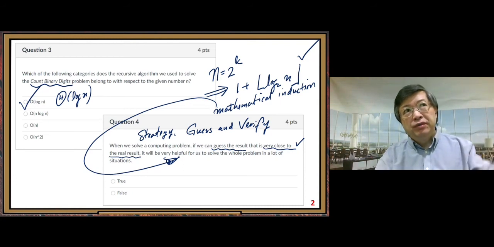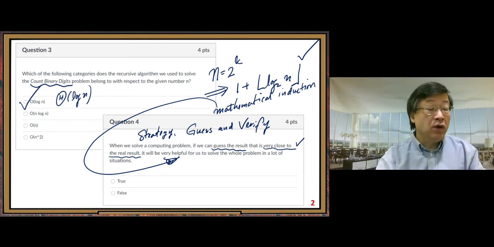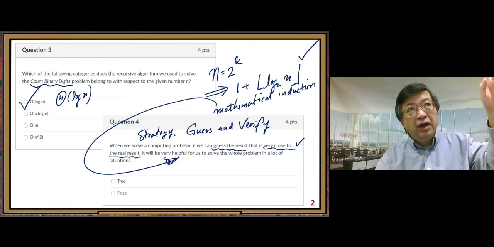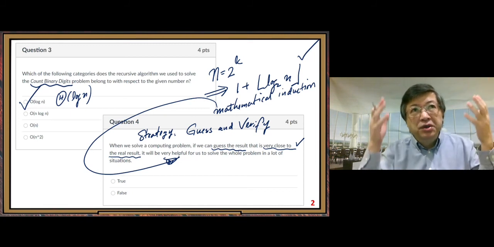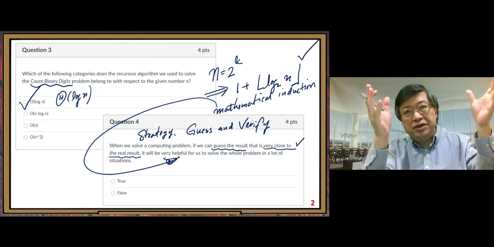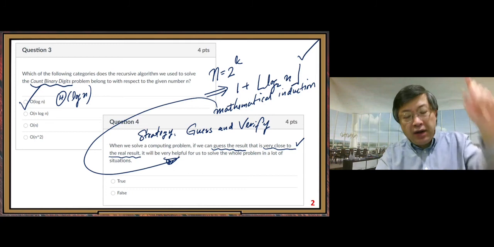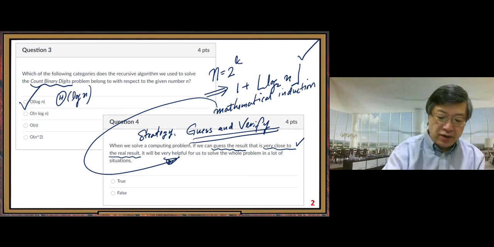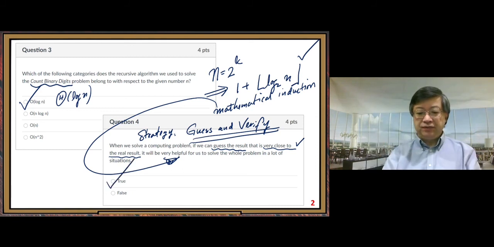So you need to watch all the videos, but I noticed many students didn't watch. Second, when you watch the videos, you need to think. You need to learn the ideas. That idea is important, that strategy, guess and verify. All right, so the answer is true.